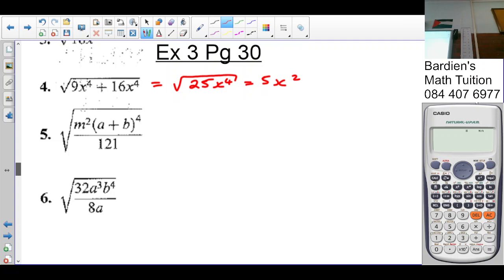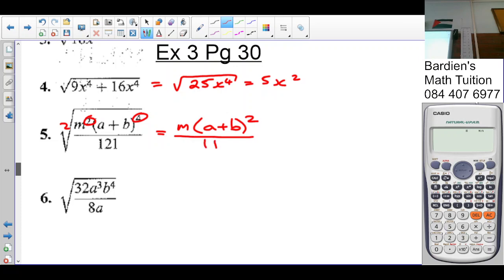The next one, how many terms are there under the square root? One term. So I can apply the square root at this point. What's the square root of m squared? M. What's the square root of a plus b to the exponent 4? A plus b squared. As we know, we're dividing that by 2, that by 2. The square root of 121? Yeah.